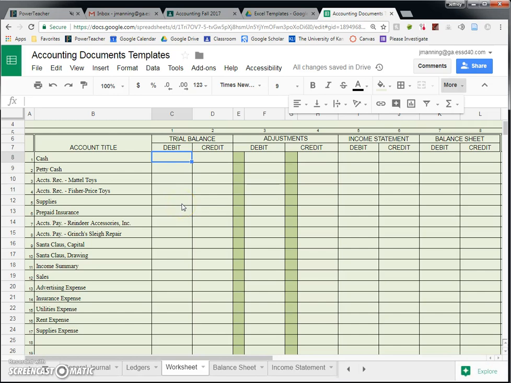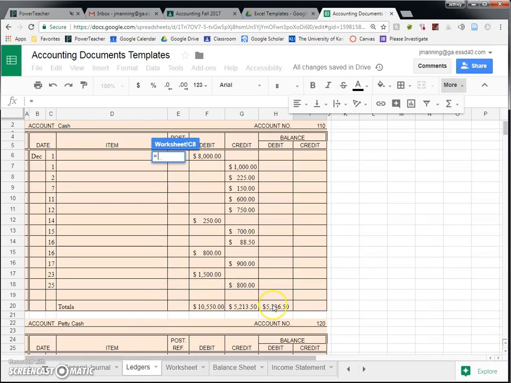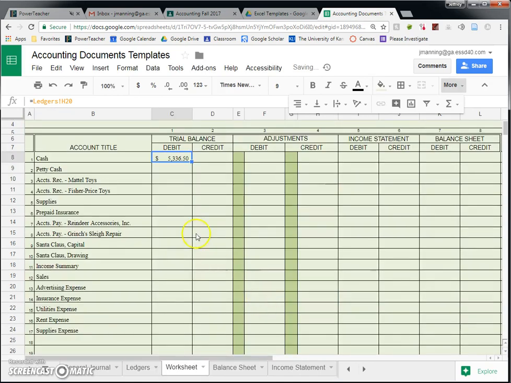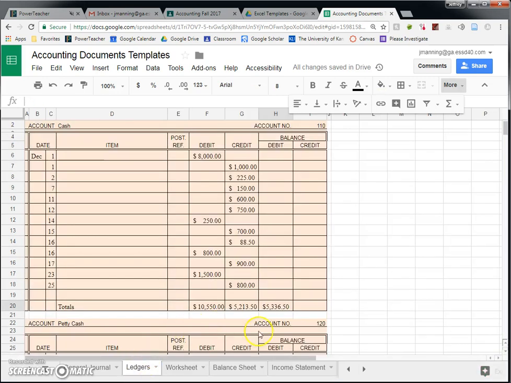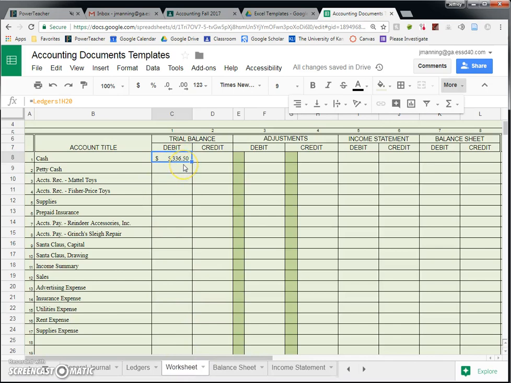So I know that cash is a debit balance. In my trial balance section of my worksheet, I'm going to select cash debit. I'm going to type equals. I am then going to go down to my ledgers tab, and I am going to click on the cell where my cash account balance is at. So for me, it is right here, which is cell H20. I hit enter, and Google Sheets is going to automatically pull this number right here, 5,336.50, into the worksheet.